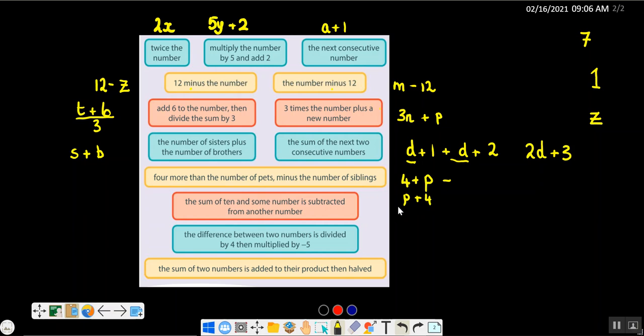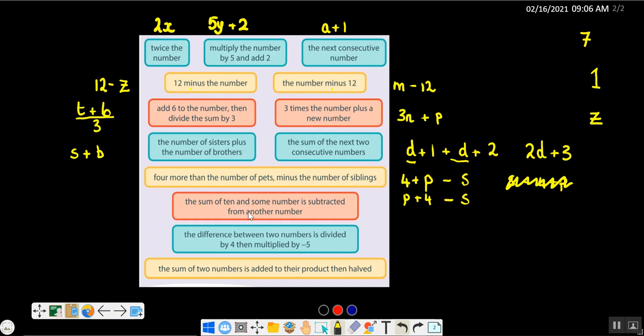Do the numbers come before the letters? Only when we multiply, good. And then we have to subtract either or. S for siblings, if we want to repeat. S. Can I do S minus 4 plus P? No, because the subtraction has to be done in the right way, yeah? It says minus the number of siblings.